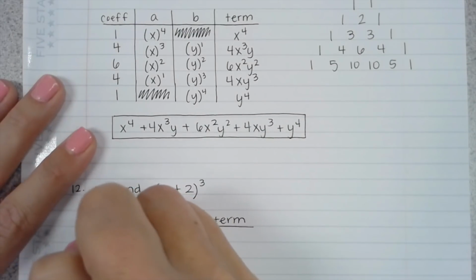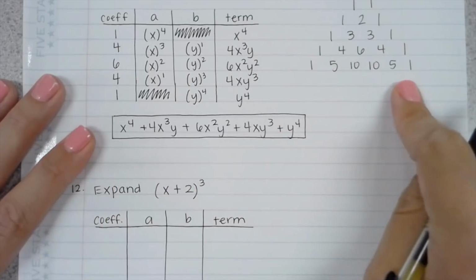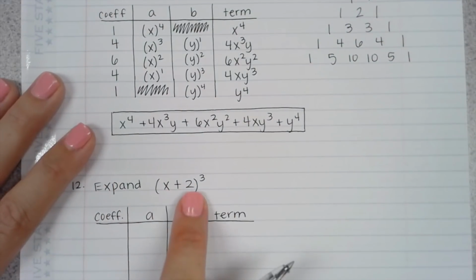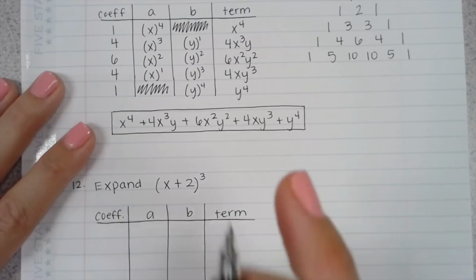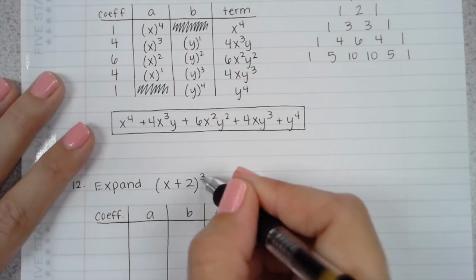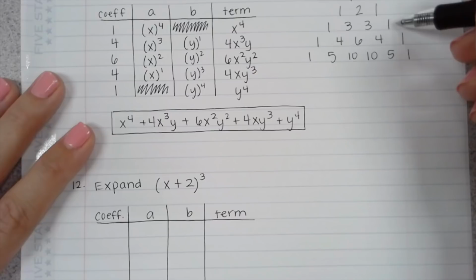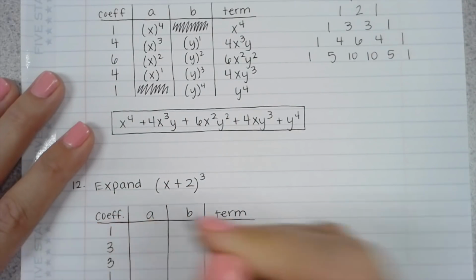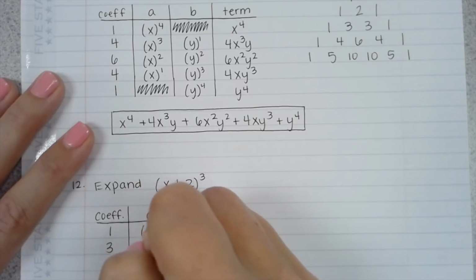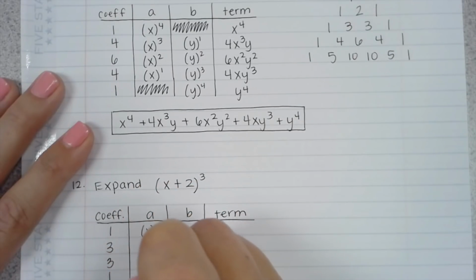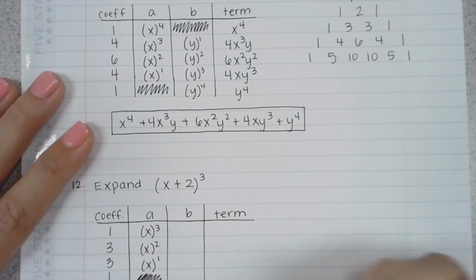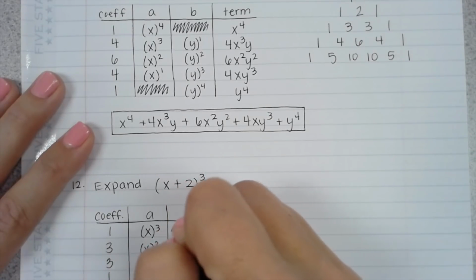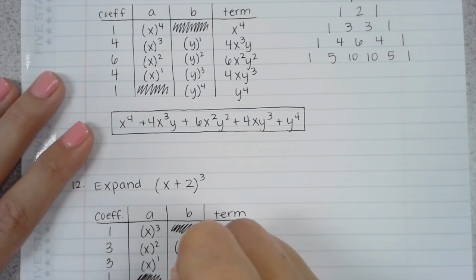So again, my tables are, I'm going to pick the coefficient from the appropriate row on the triangle, and then a is the first number, b is the second number, and then term is what I get when I multiply them together. So this one's x plus 2 to the third, so I'm going to look at the third row, or the one with the 3's in it. So my coefficients are going to be 1, 3, 3, 1. My a, so x to the third, x to the second, x to the first, and then this one would be x to the 0, so you just don't include it. And then for my b term, that's the second part, so it's positive 2. So this is going to be 2 to the first, and then 2 to the second, and then 2 to the third.